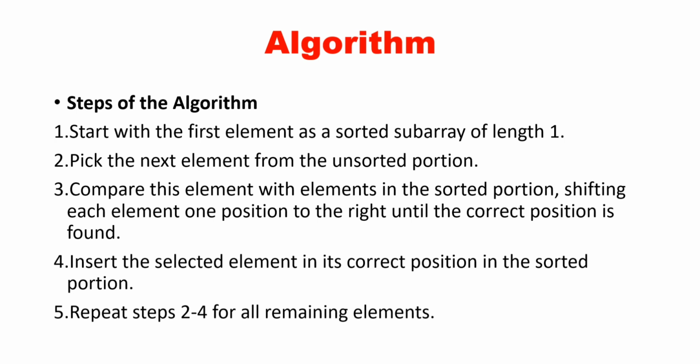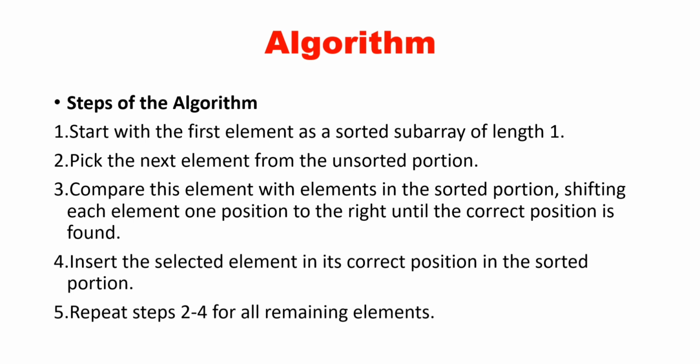Shift all elements that are greater than the key one position to the right. Next, insert the selected element in its correct position in the sorted portion. Insert the key in its correct position. Next, repeat these steps for all remaining elements. Repeat until the entire array is sorted. This is how the insertion sort algorithm works.